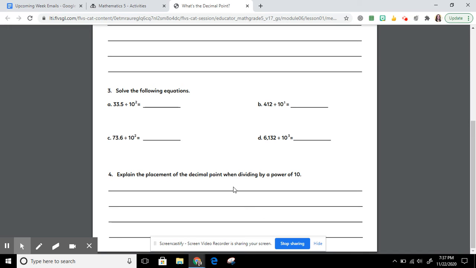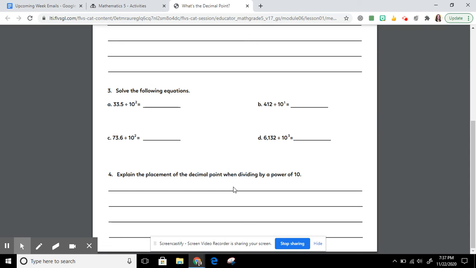And then for D, 6,132, there isn't a decimal there, but you can always put one in at the end. You could put 6,132 decimal point 0. So that could help you with doing B and D, if you go in and put a decimal point.